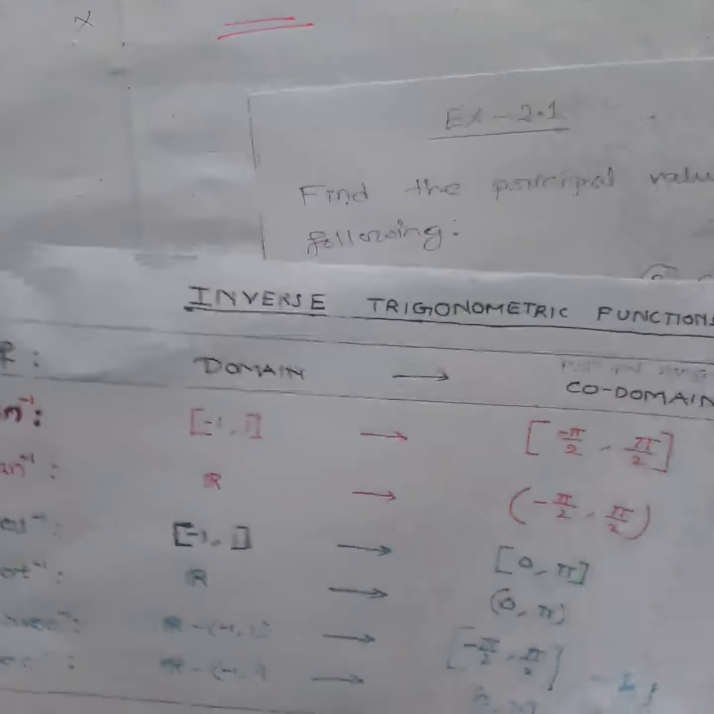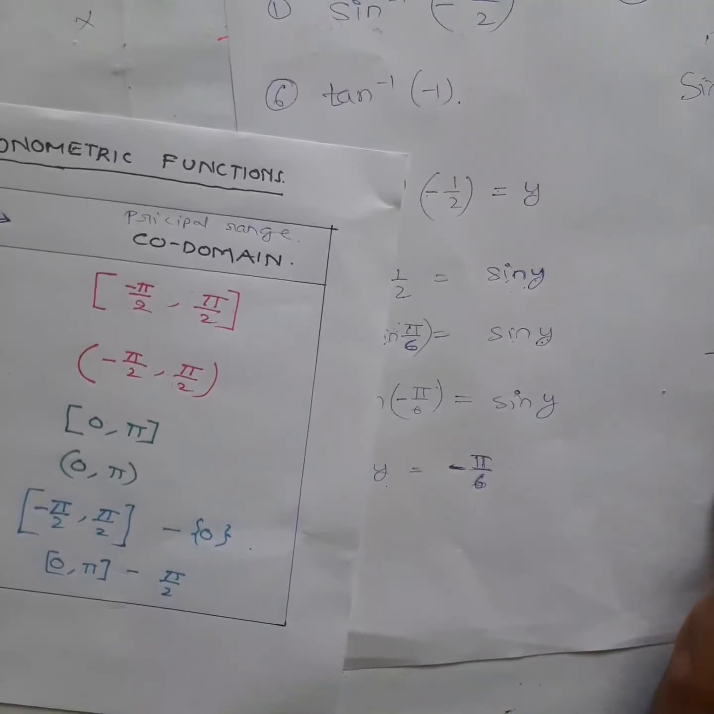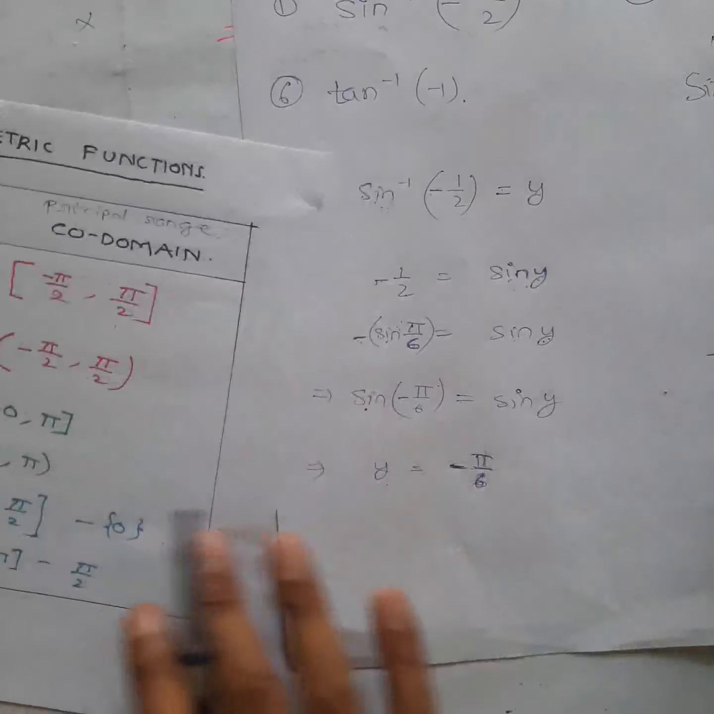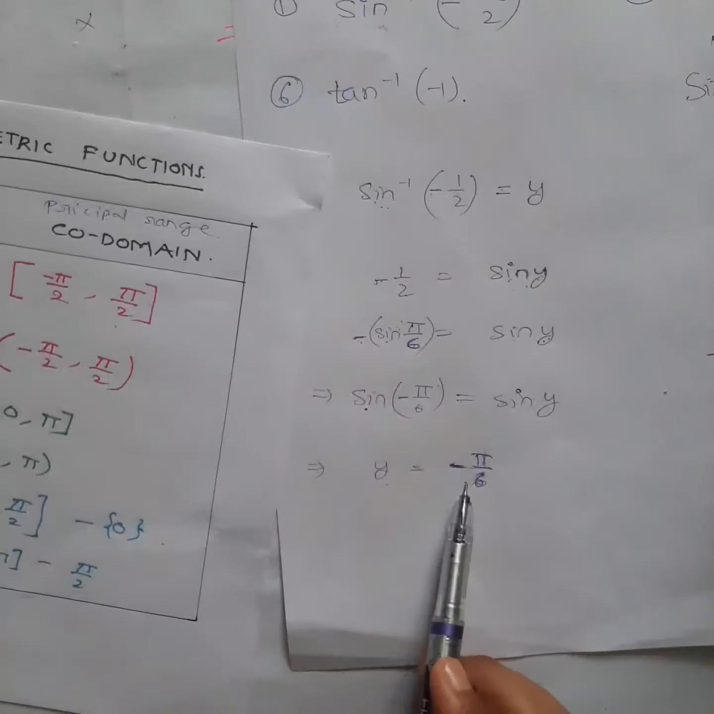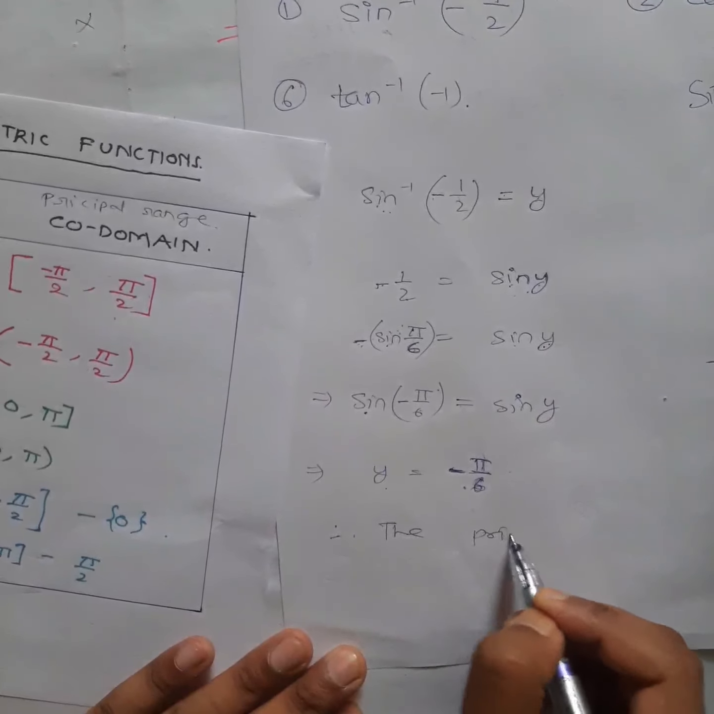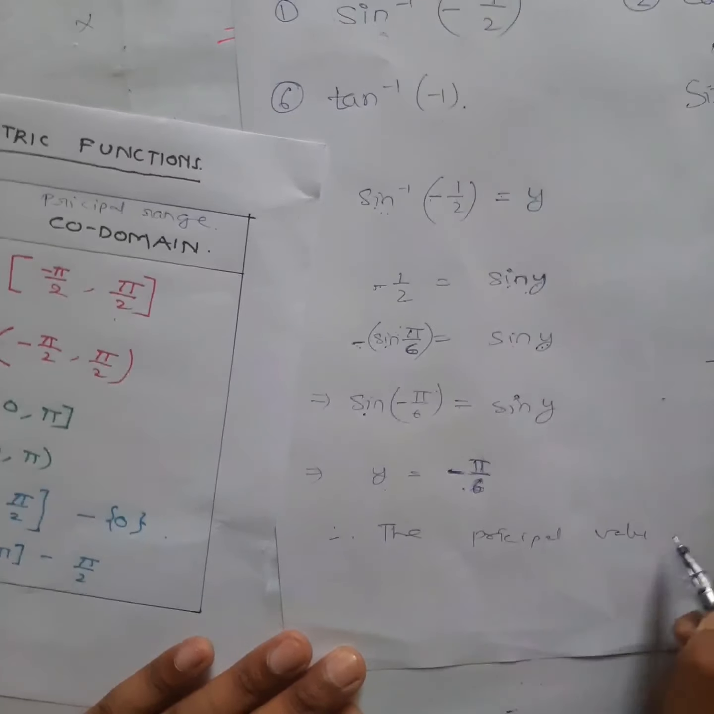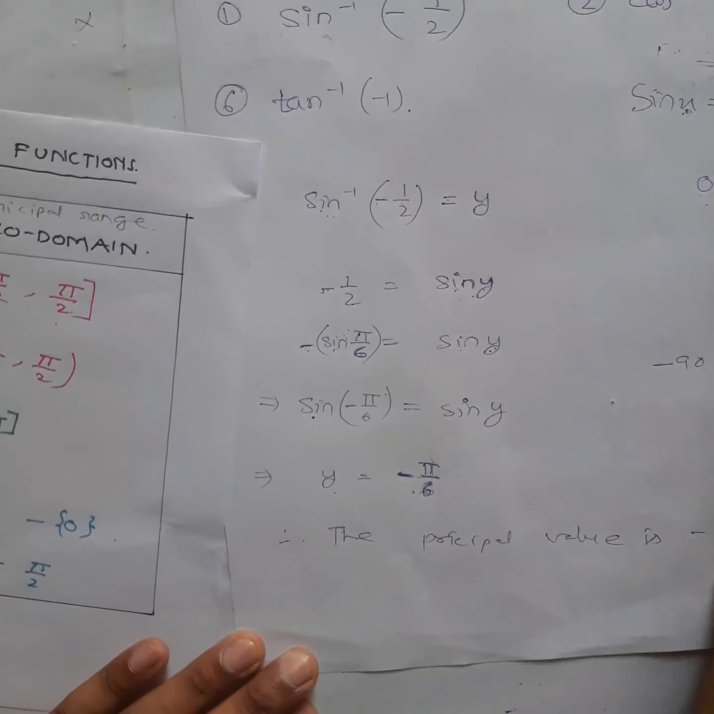So what answer did we get? Minus pi by 6. So will it lie here? If you want to understand in terms of degrees, you can do that also. Minus pi by 2 to pi by 2 means minus 90 to 90 degrees, and this means minus 30 degrees. Minus 30 degrees will lie between minus 90 to 90, yes or no? So yes, it lies in this range. That's why this is the principal value. This is what you have to find out. Therefore the principal value is minus pi by 6.